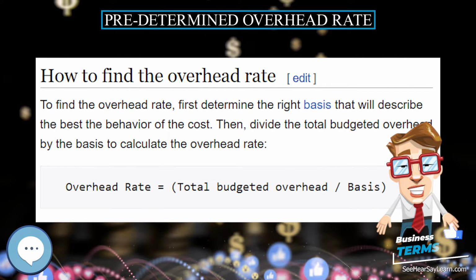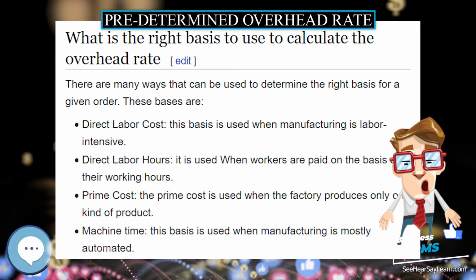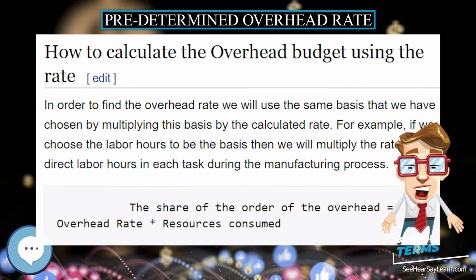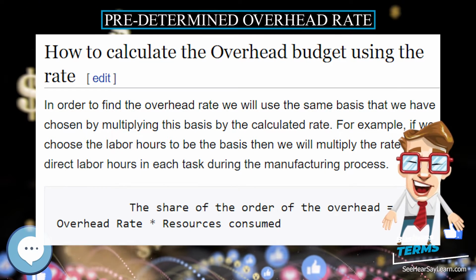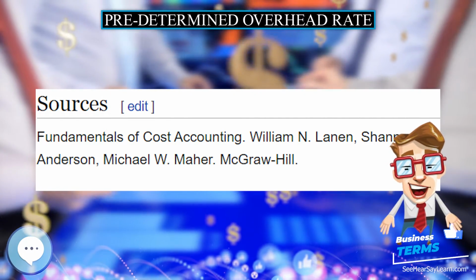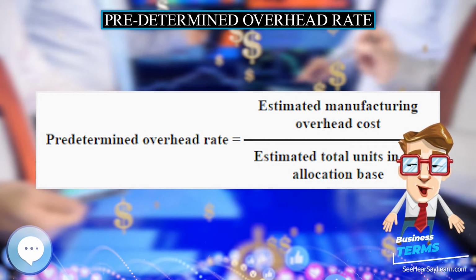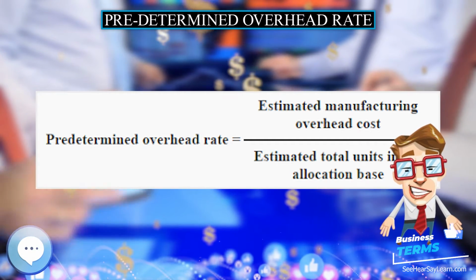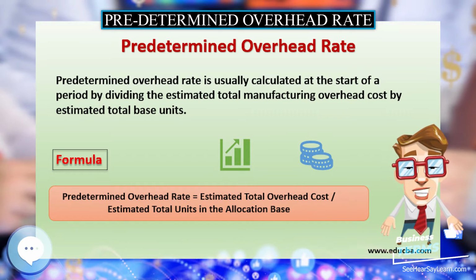The third step is to compute the predetermined overhead rate by dividing the estimated total manufacturing overhead costs by the estimated total amount of cost driver or activity base. Common activity bases used in the calculation include direct labor costs, direct labor hours, or machine hours. This is related to an activity rate, which is a similar calculation used in activity-based costing.